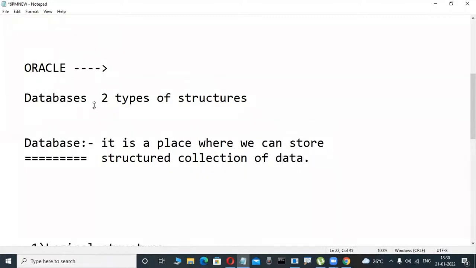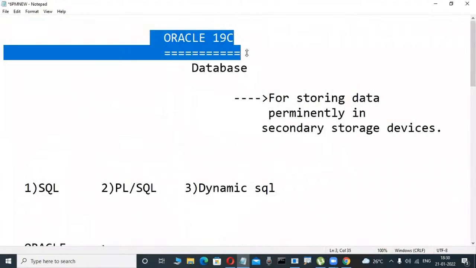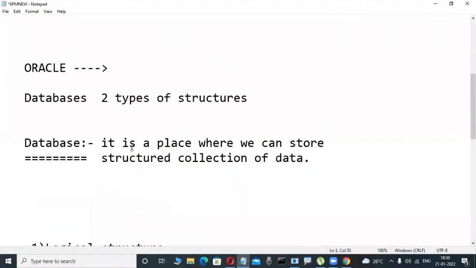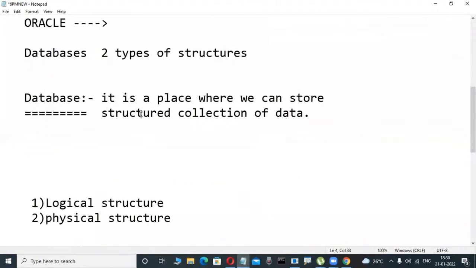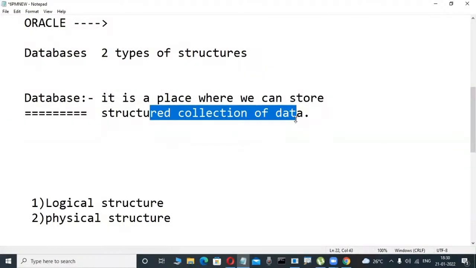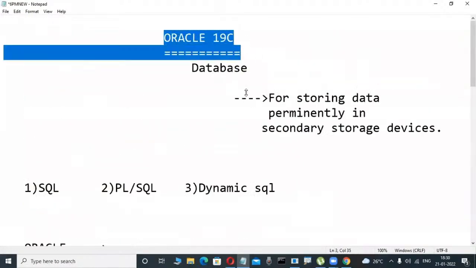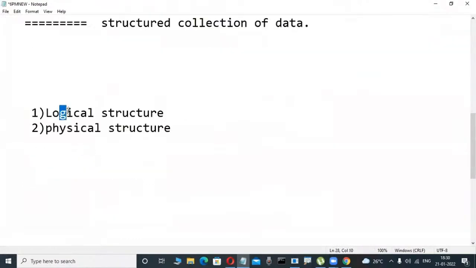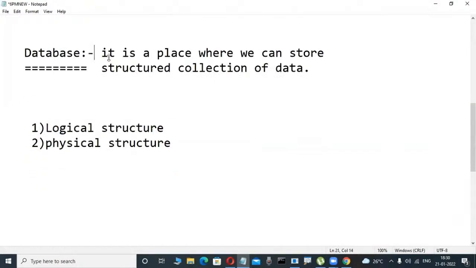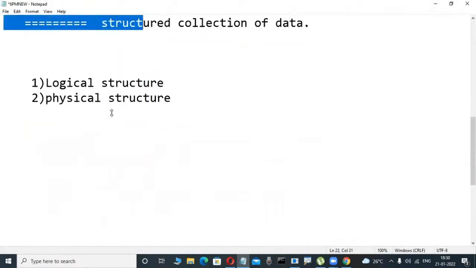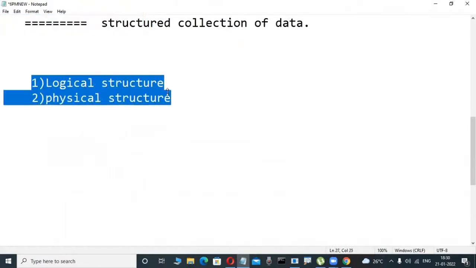Observe here. Whenever we install Oracle or any relational database software, what is a database actually? It is a place. Whenever we install this type of software, some place is automatically reserved on the hard disk. In that place only we can store a structured collection of data. But whenever we install these softwares, two types of structures are there. One is logical structure, another one is physical structure. This definition I am not explaining today; you will understand one of these days.